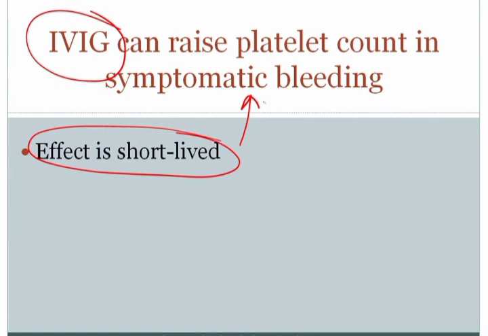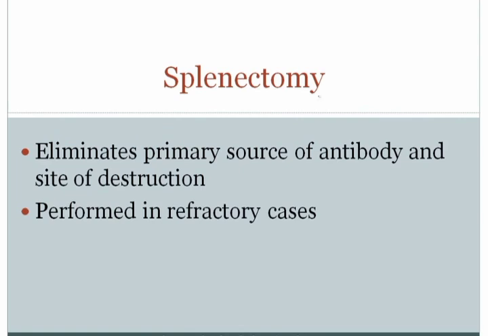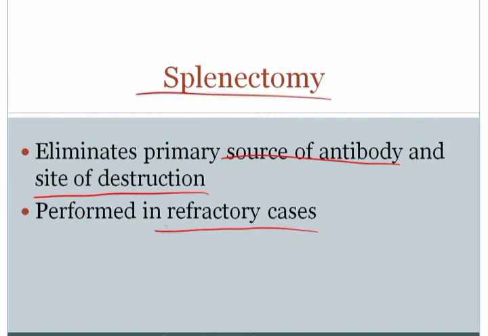The final treatment, and sort of the very last stage treatment, would be to do splenectomy. Very high yield to know that when a patient gets splenectomy, you're going to eliminate both the source of the antibody, because remember, the plasma cells in the spleen were making the antibody, and you're going to eliminate the site of destruction, because remember that the macrophages of the spleen were the cells that were eating the antibody-coated platelets. So splenectomy kind of kills two birds with one stone. Very important to know that splenectomy kills two birds with one stone. But it's only performed in refractory cases.